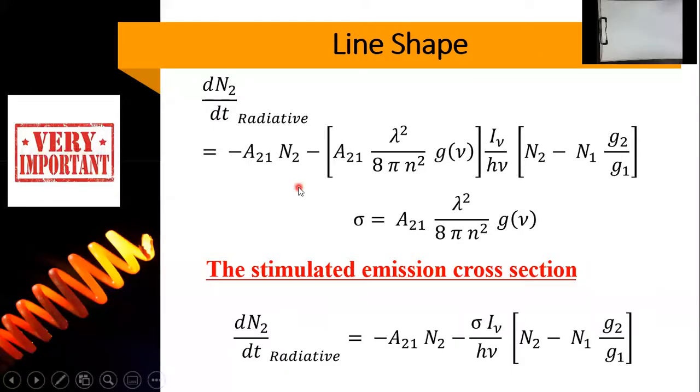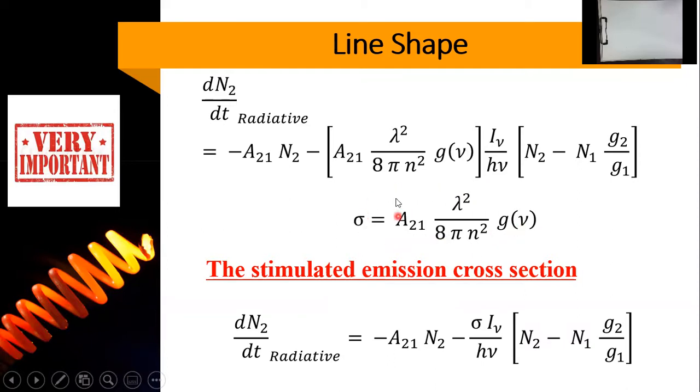Hello again, my dear students, and welcome to the third part of our atomic radiation chapter, chapter number 3 in the optical system course. In the previous part, we reached this general form for the rate equation for a two-system model, where we reached what we call the stimulated emission cross-section, sigma.